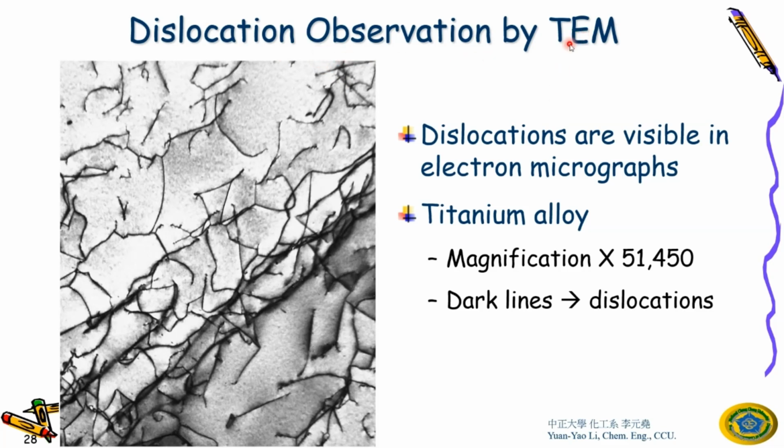TEM is transmission electron microscope. So this line actually, if you take a look at this, it will be easy. This is almost the microscale. Okay, so dislocation in electron micrographs. For example, this is titanium alloy, and you have a line here, and this is called a line.